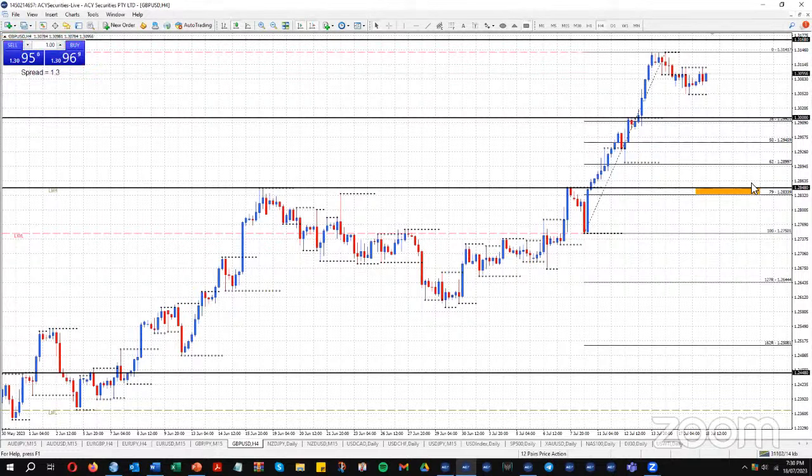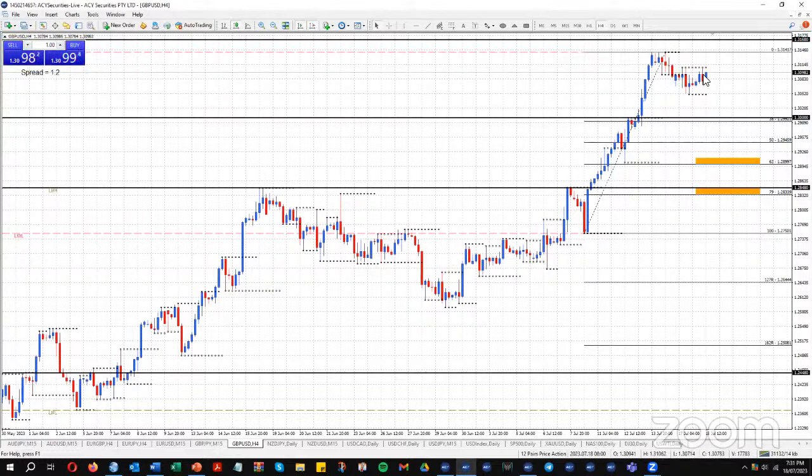So it's worth just planning ahead. There's also this 4-hour support in the 62 level at 128.99. So pretty much 129. That could be support as well. Depending on what the market wants to do this week, these are the levels to watch. At the moment, it's too high up for me to do anything. I need a pullback. All right.